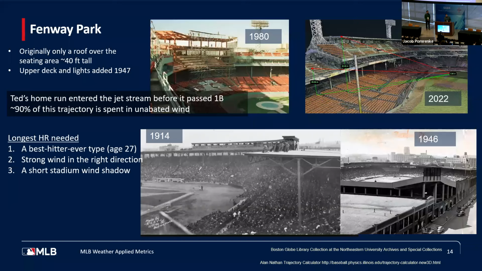So in 1946, you have the confluence of events: a greatest-ever hitter type, arguably Ted Williams at age 27, a strong wind in the right direction based on an unusual and damaging storm in the Northeast, and what's essentially the shortest stadium wind shadow of any major league ballpark. It's only 40 feet. So Ted's home run entered the jet stream of the prevailing wind before it passed first base, and 90% of the trajectory's hang time was spent in unabated 25-mile-an-hour wind. So all three of those ingredients are exactly what you need to produce the longest home run in history.